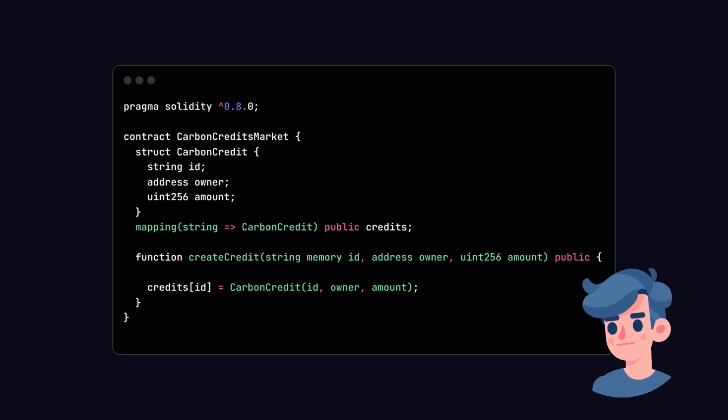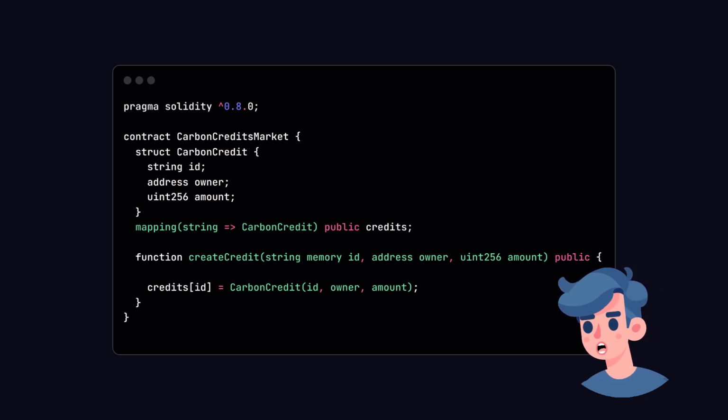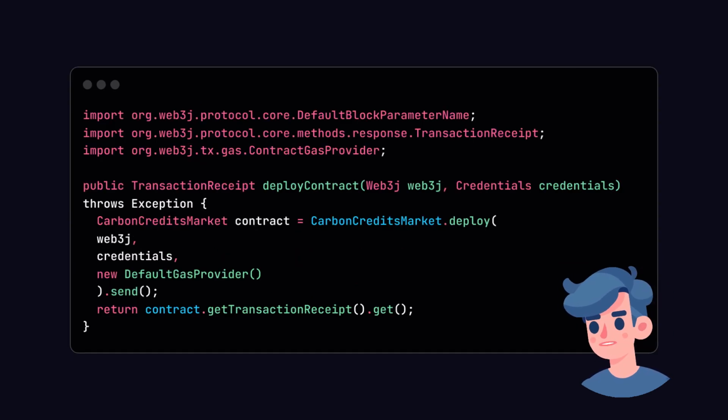Now, let's create a contract to manage these carbon credits on the blockchain. We'll use Solidity for the smart contract, which will compile and deploy to Ethereum. In our Solidity contract, we used a struct to define a carbon credit and a mapping to store them.